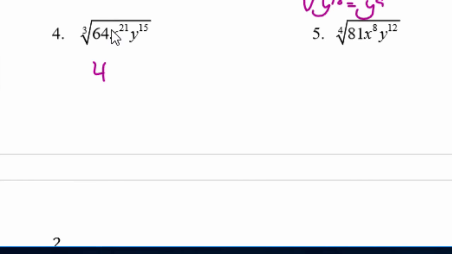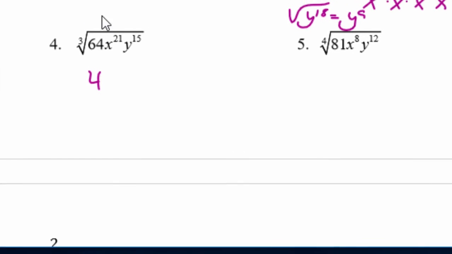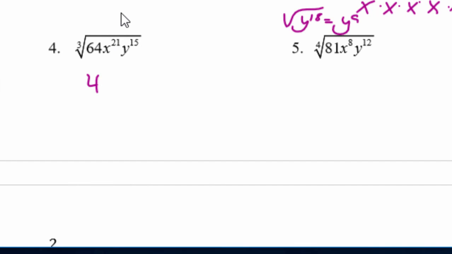Okay, but now we need the cube root of x to the 21. Do you remember that we're making groups of 3s? We have 21 x's. Think about that. And we have to group them in groups of 3. So how many groups of 3 would we have? Well, if you said 7, you're right. So x to the 7th is the cube root of x to the 21.